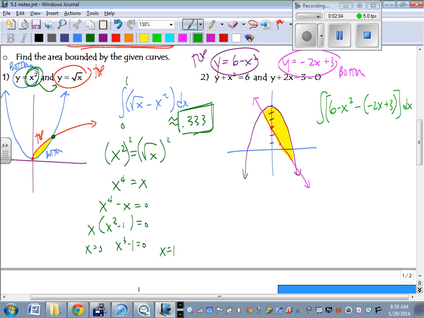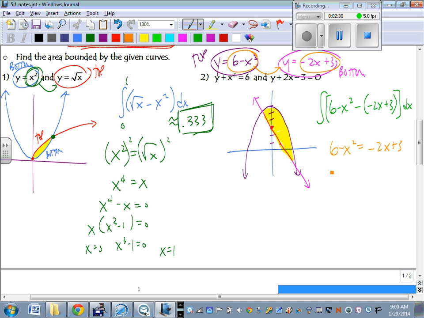So again, once we have these solved for y, to figure out what a and b are, we can just take this and set it equal to this, right? They're both y equals, so we're basically using substitution, substituting the 6 minus x squared in for y. So 6 minus x squared equals negative 2x plus 3.